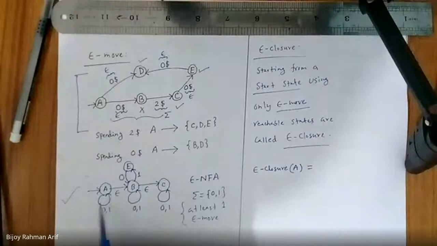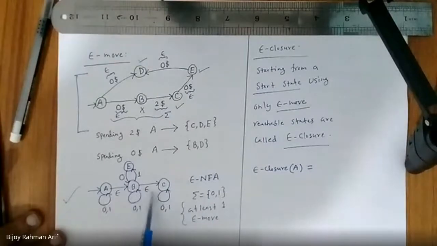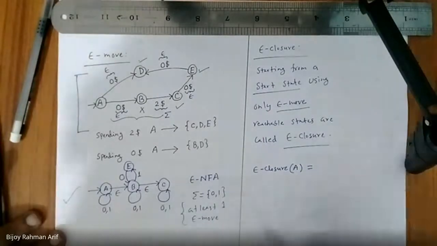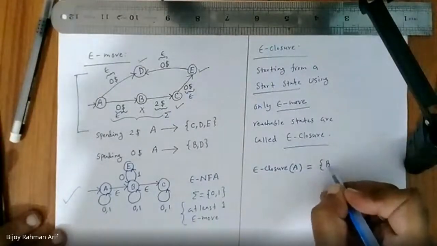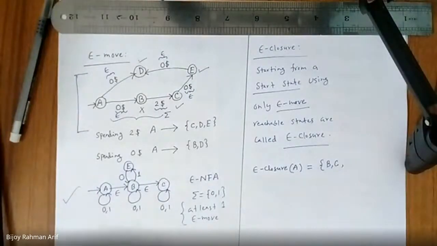B and C. Yes, from A, using only epsilon move, I can go to B. From A, using only epsilon, I can go to C. Fine. So B and C would be must there. But how about A itself? Is it also epsilon closure of A or not? No, sir.